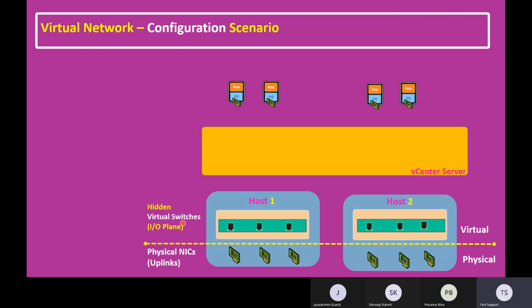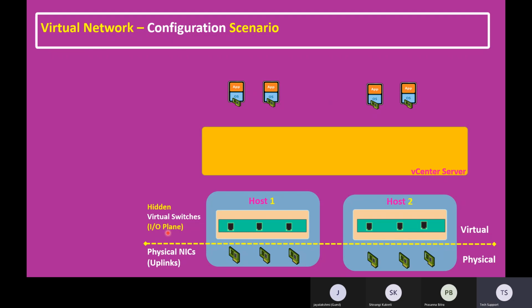How it distributes the traffic in the backend is through this hidden virtual switch, or we can call it the host proxy switch. Every ESXi host has one, but it is not visible in our graphical console. In the backend, by default, it runs at each ESXi host level. This is the main intelligence of the distributed switch, and it maintains the input output plane.